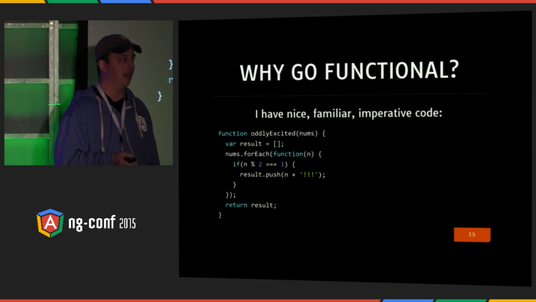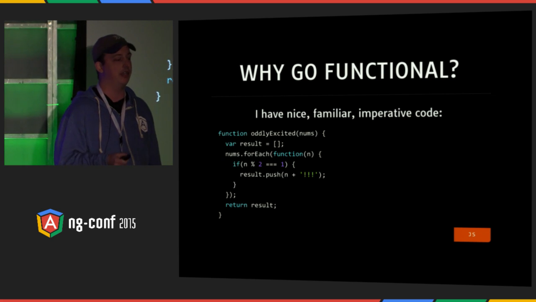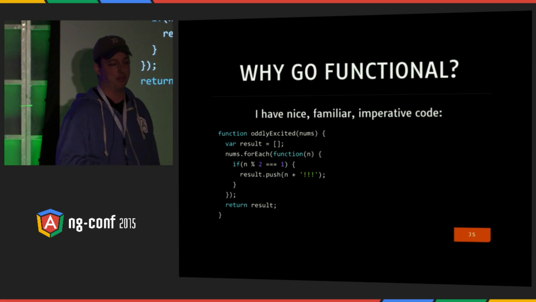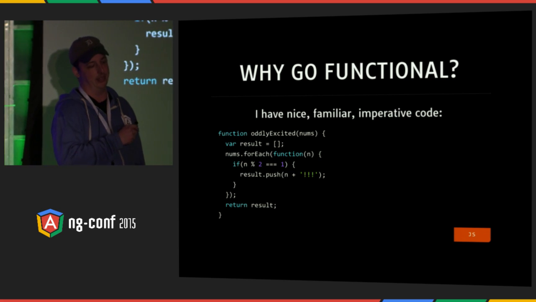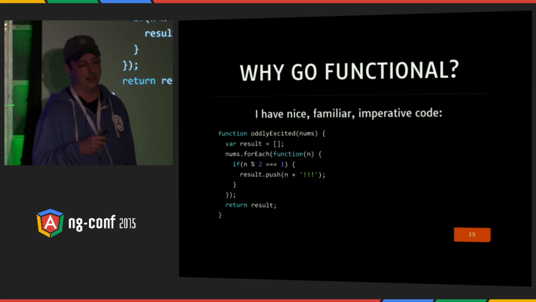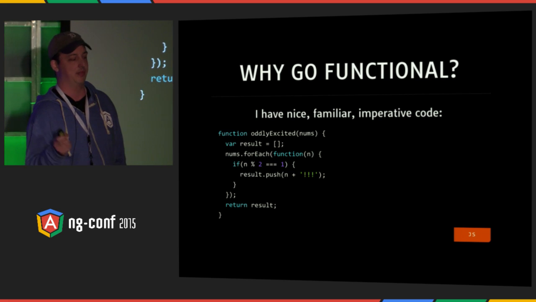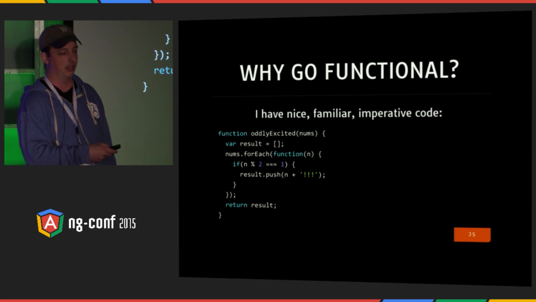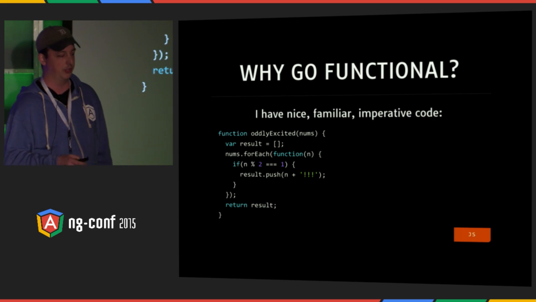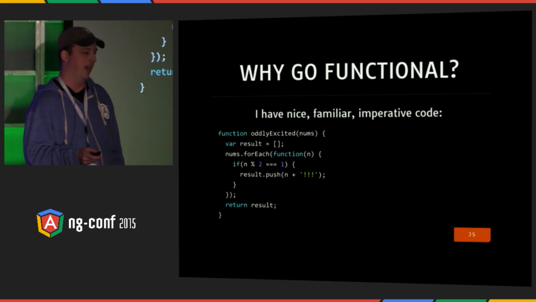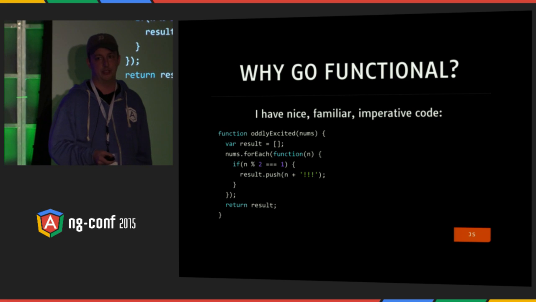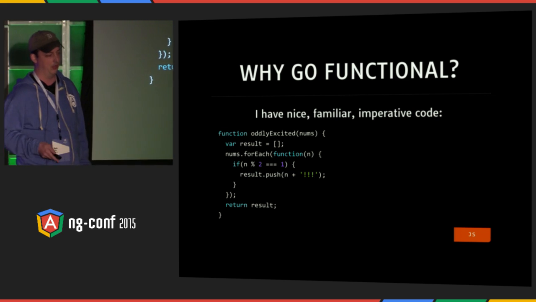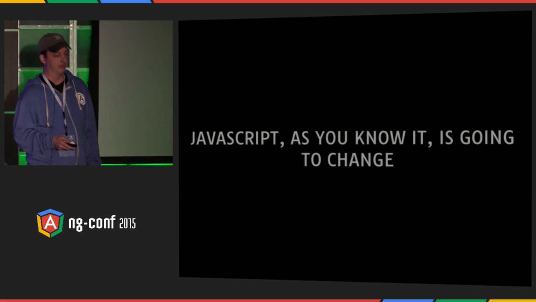So the first question some might ask is why go functional? A lot of us are very comfortable with imperative code. So here's a little imperative code example where I have this function that takes an array of numbers and it finds all the odd numbers and it adds exclamation points to them. It's just looping over the numbers. It's got this result that it's mutating in each for each loop and it's returning it. This is a pretty safe thing to do in JavaScript these days. JavaScript is a single-threaded world and I know exactly how this is going to behave.